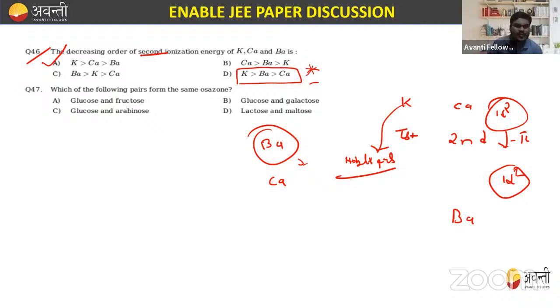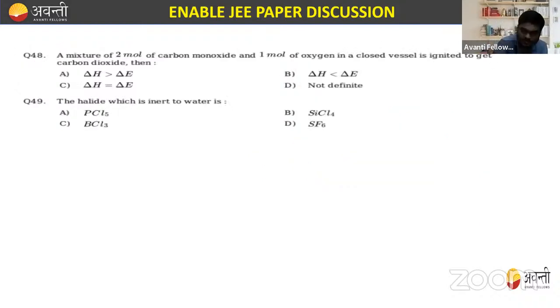Now, which of the following pair forms the same osazone? This question I already discussed when we were discussing the paper. We already discussed this question in our JEE first paper. That is, glucose and fructose form the same osazone. So glucose and fructose form the same osazone.